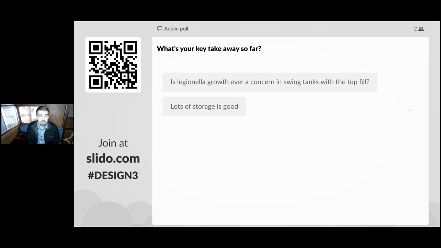This is a good question though. Is Legionella growth ever a concern in swing tanks with the top fill? So swing tanks do vary in temperature, and I think something that helps prevent Legionella growth in the swing tank is the fact that there's constant flow and constant mixing in this tank, so there's not stagnant water at times of no usage. If you're in a system where your recirc pump shuts off for a significant period of time, that's when you need to start reconsidering whether you use the swing tank approach or something else where you're storing at a much higher temperature.